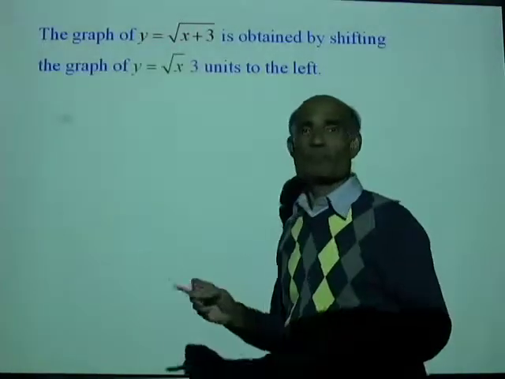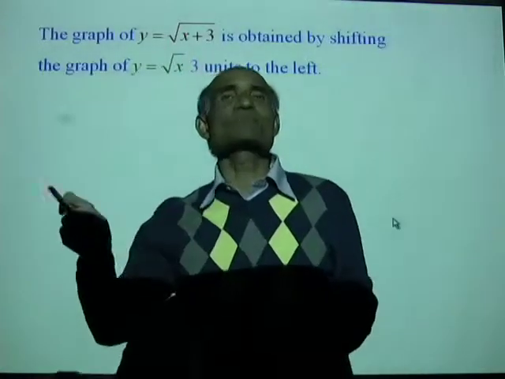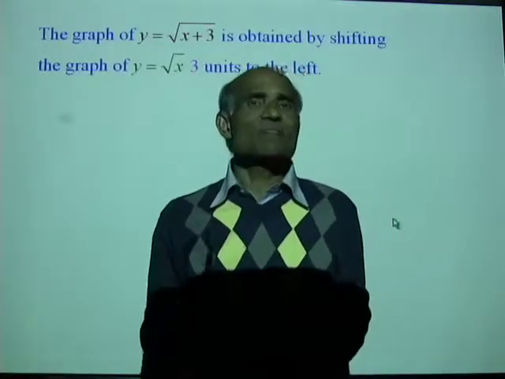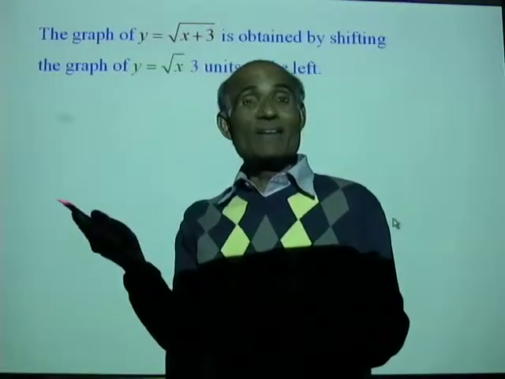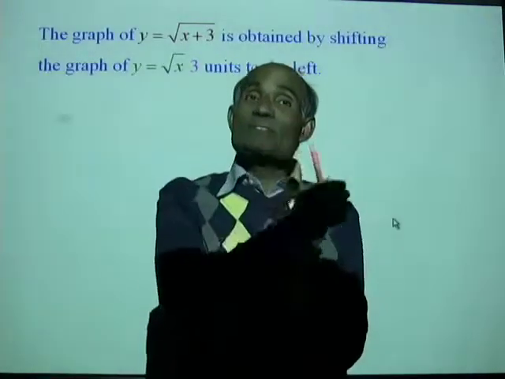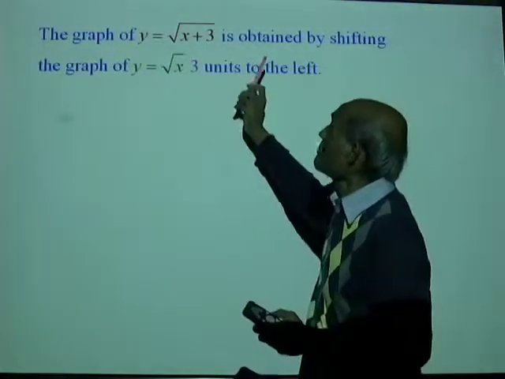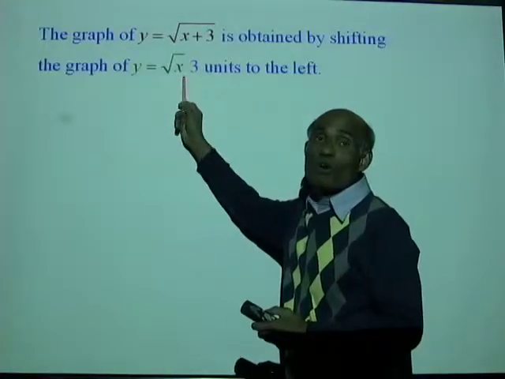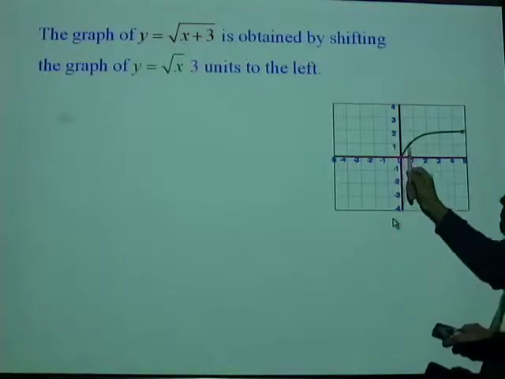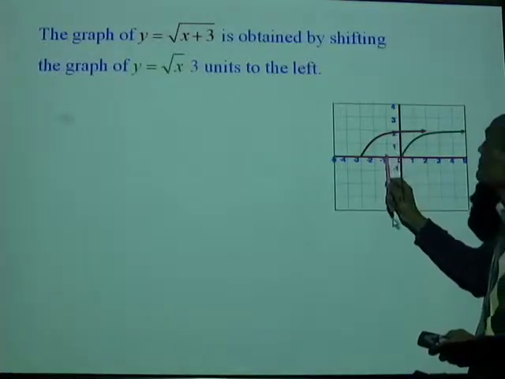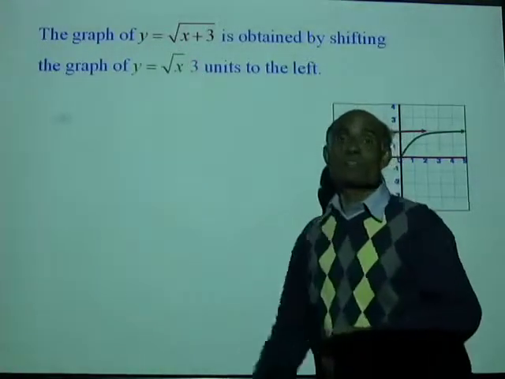Let's practice some more. y equal to square root of (x plus 3). Alright, tell me what's the value of h there? H is negative 3. That means the shift is to the left. So the graph of y equal to square root of (x plus 3) is obtained by shifting the graph of y equal to square root of x 3 units to the left. This is y equal to square root of x. Shifted 3 units to the left, you get the graph of y equal to square root of (x plus 3).